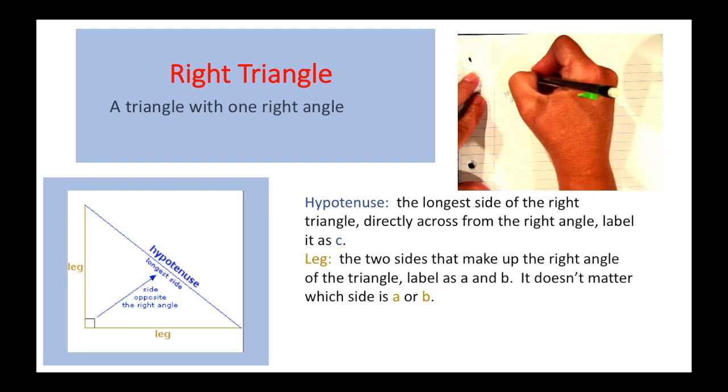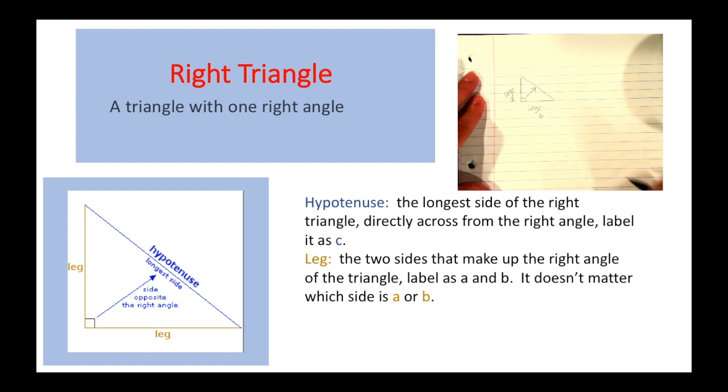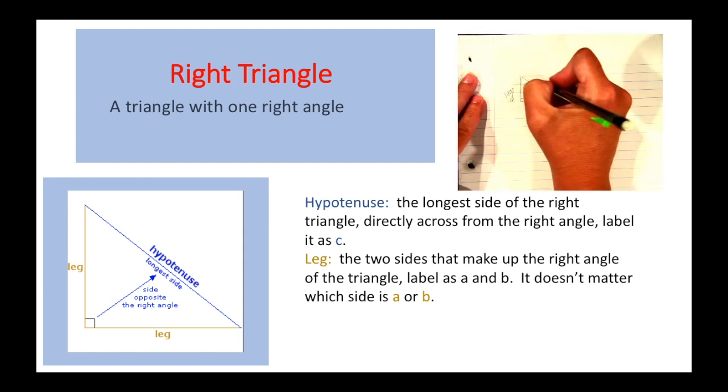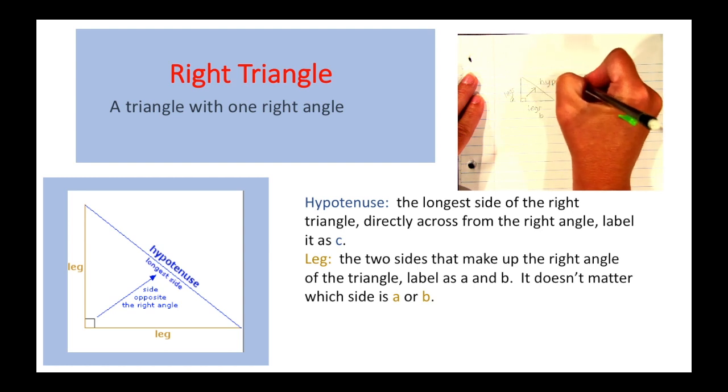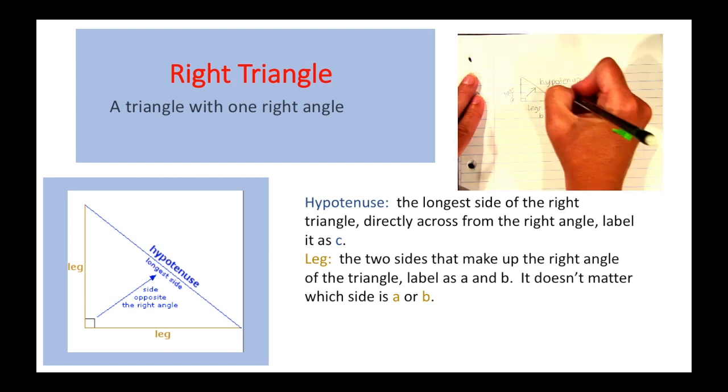The long side, the side directly across from the right angle, is what we call the hypotenuse. The variable that we use for that is C.